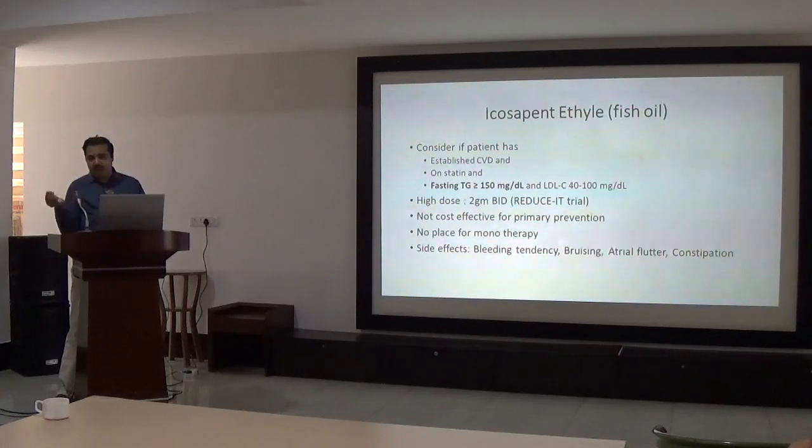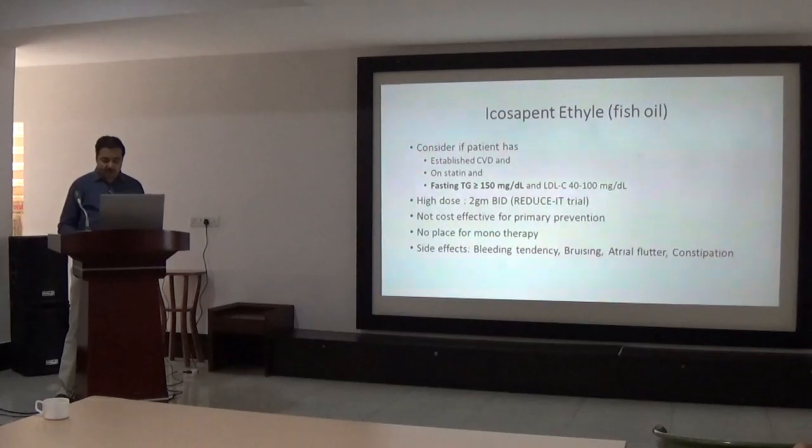Ezetimibe has very little effect on triglycerides. Bempedoic acid has no effect on triglycerides. PCSK9 inhibitors do reduce triglycerides. This is another drug we can give, but the dose is 2 grams twice a day as per the REDUCE-IT trial. There is only one trial for this.